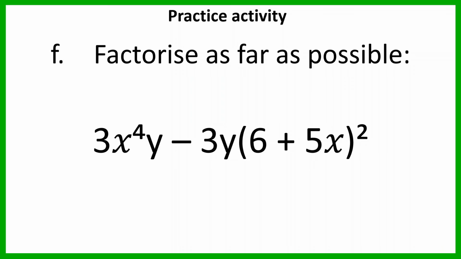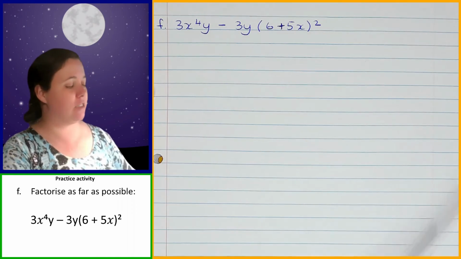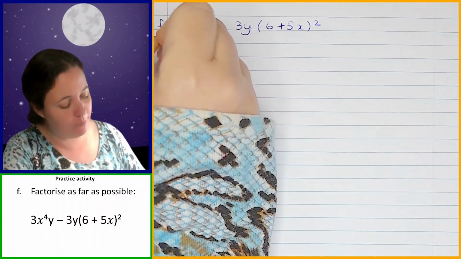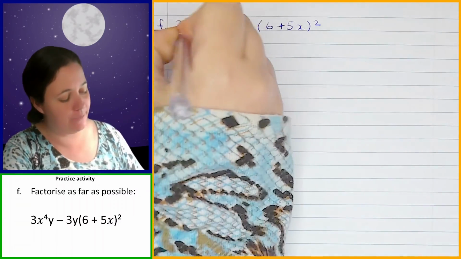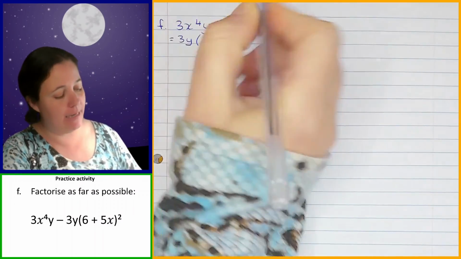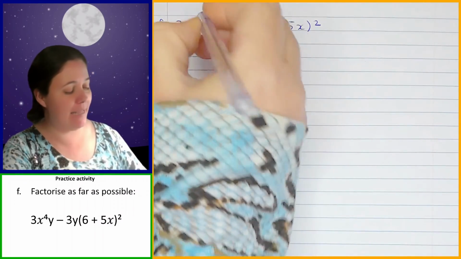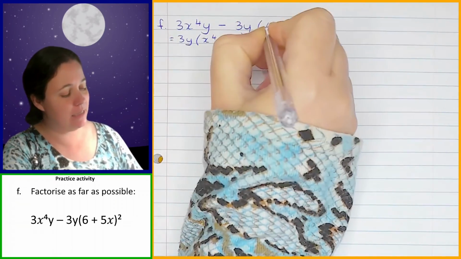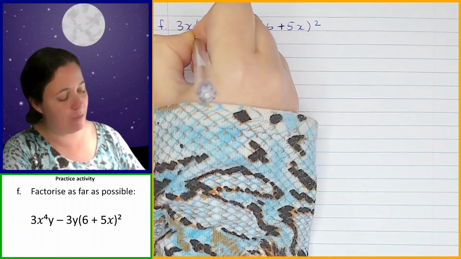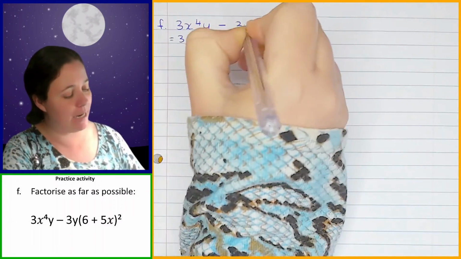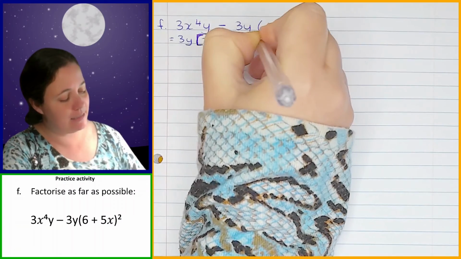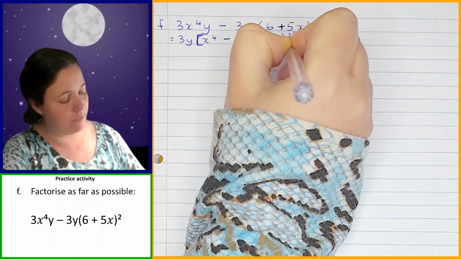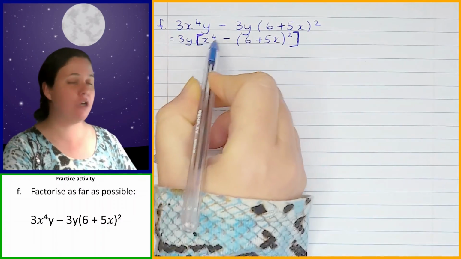Okay, so let's go through that question. First of all, we're going to look for a common factor. You should have found that you had a common factor here of 3y. When I divide by 3y, I'm left with x to the power of 4 in the first term, and then minus this bracket. I'm actually going to put square brackets here rather, minus the bracket 6 plus 5x squared, like that.